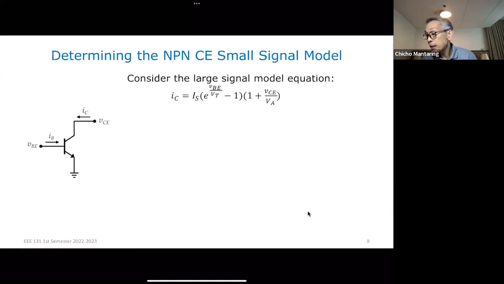Okay, so let's try to determine the small signal model of the NPN common emitter BJT. Okay, and our starting point is going to be the large signal model.